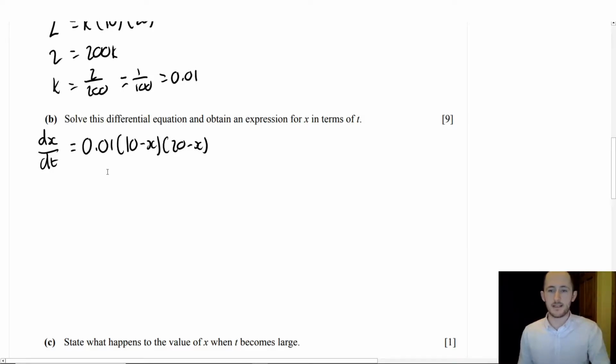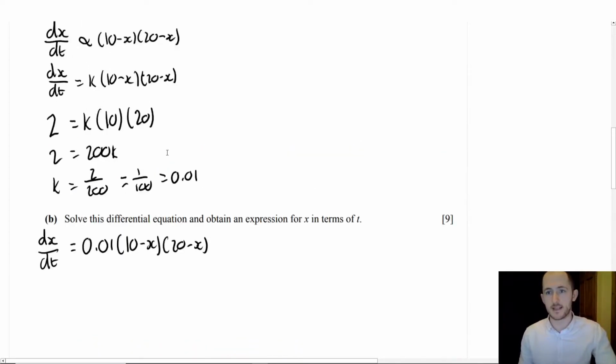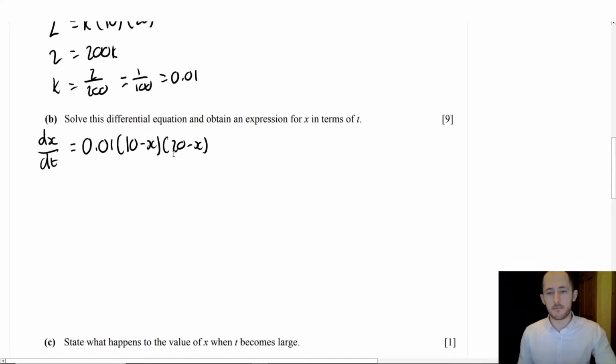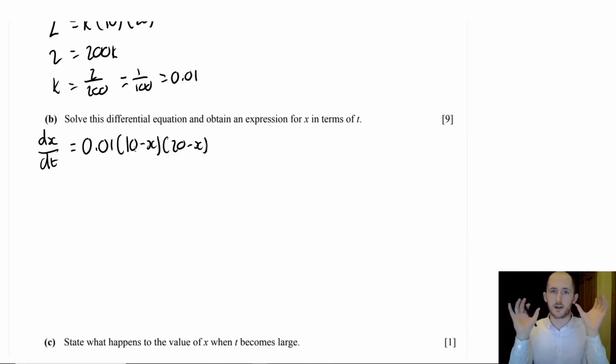Now, to do that, we need to do something called a separation of variables, which is what the previous spec point said, right? So variables are separable. What that means is everything with an x has to be on one side, everything with a t has to be on the other side, or whatever variable. Later on we have one with x and y in it. So we just have to separate the variables to different sides of our equation.